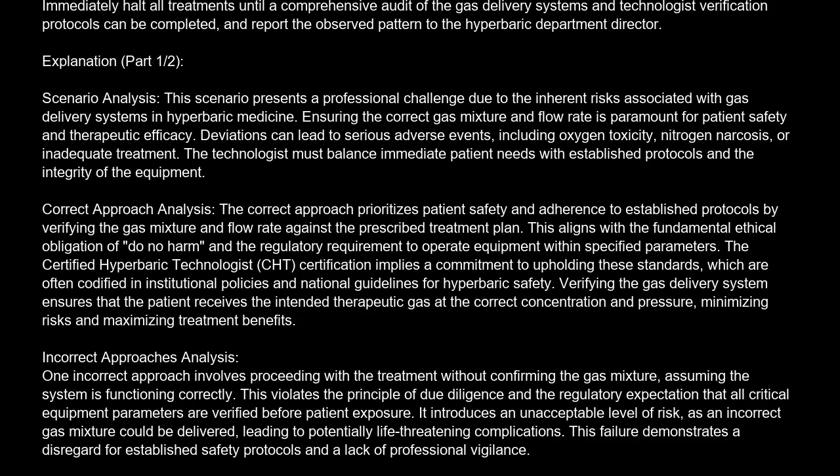The correct answer is C. Immediately halt all treatments until a comprehensive audit of the gas delivery systems and technologist verification protocols can be completed, and report the observed pattern to the hyperbaric department director.